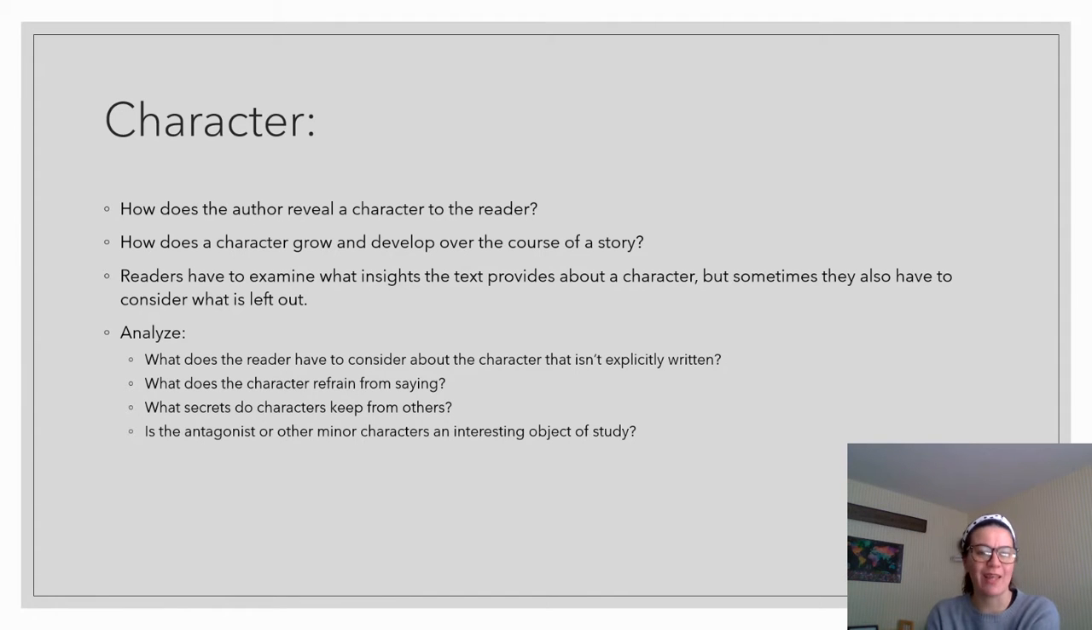So, what's not there and why? What secrets could the characters be keeping from one another? And why? What might a character not say? What are they refraining from saying? Also, we tend to focus on the protagonist, the hero of the story. But what about the antagonist or other minor characters? What do they bring? Are they an interesting object to study in an analysis? Don't forget about those other characters who are in there.